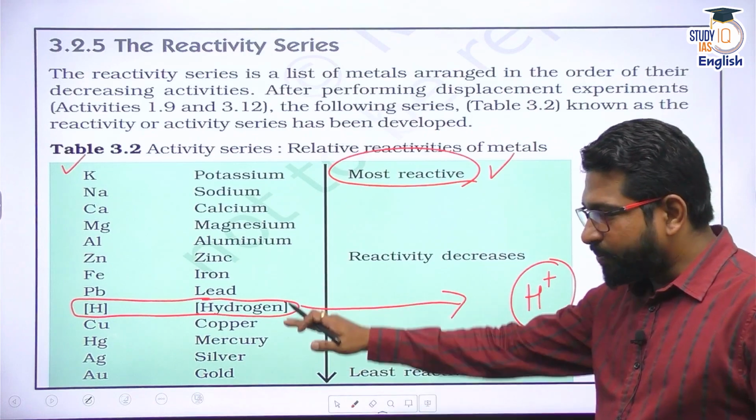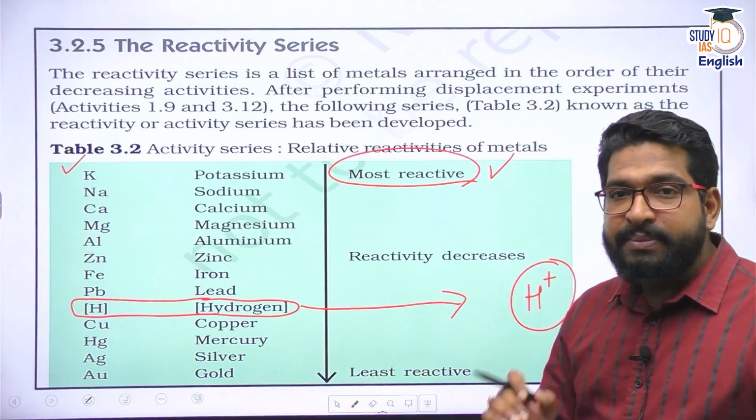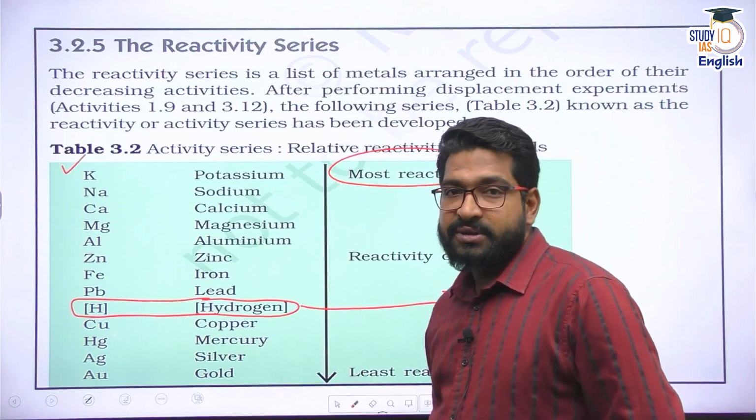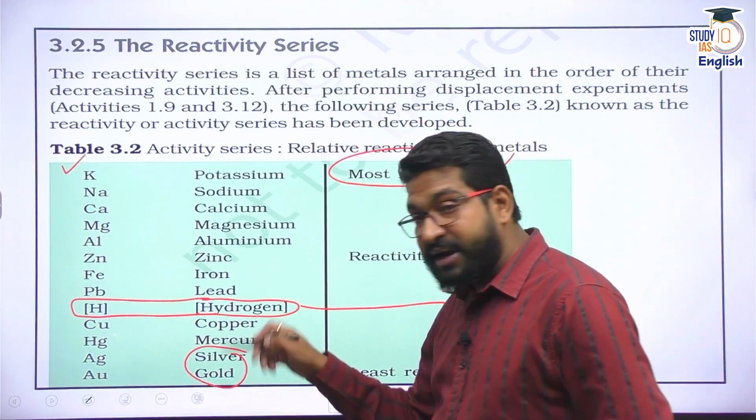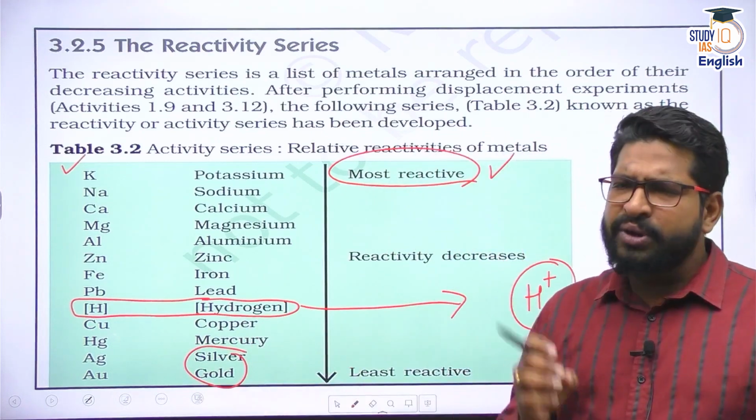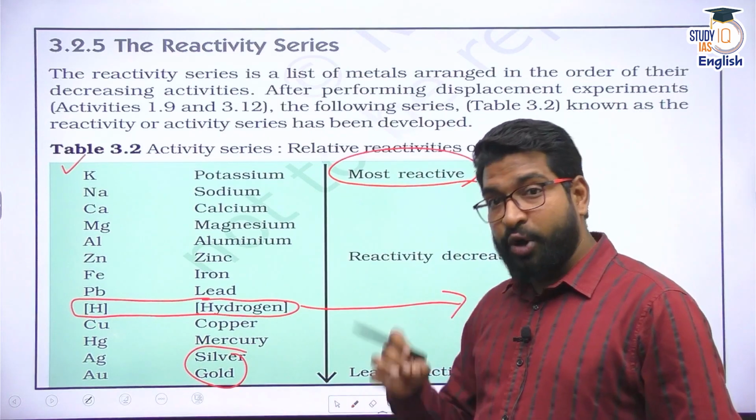And you can see at the bottom, you will find noble metals like gold, silver. So gold, silver, they do not react. Platinum does not react. Mercury has very low reactivity. Copper has less reactivity. Copper can react.